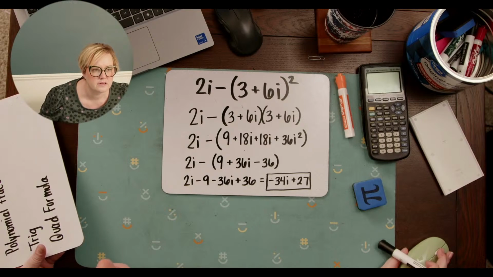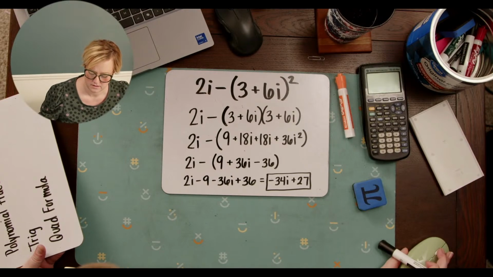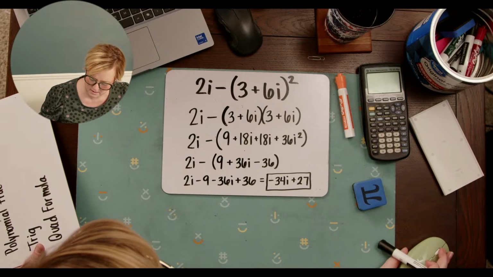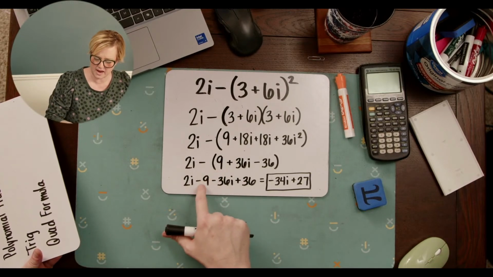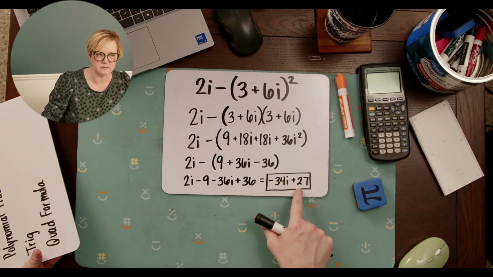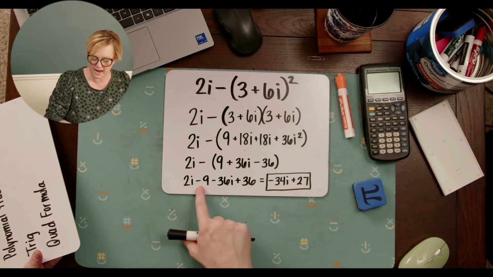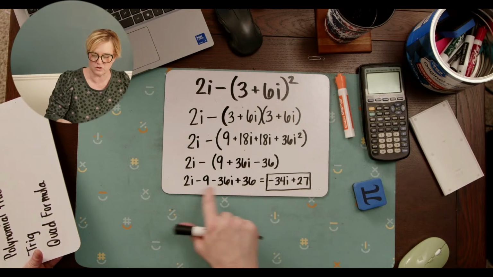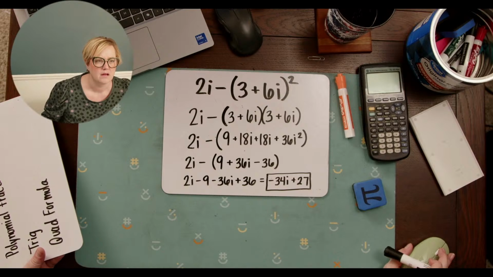Why did I do that? I did subtract 9. When you have the -9 there, that becomes a -9. So -9 plus 36 becomes 27. So -9 plus 36 is the same thing as 36 minus 9. Okay.